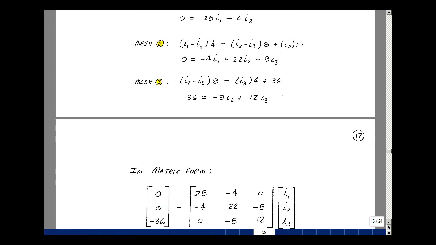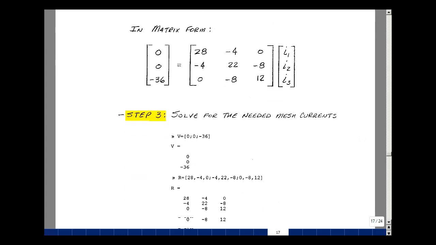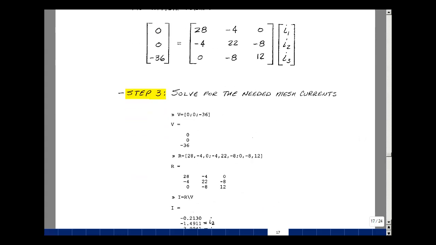Put this in matrix form. Here's our first equation: 0 is equal to 28I1 minus 4I2 plus nothing times I3. Our second equation is that 0 is equal to minus 4 times I1 plus 22 times I2 minus 8 times I3. And our last equation is minus 36 is equal to 0 times I1 minus 8 times I2 plus 12 times I3. Since we're dealing with a 3 by 3 matrix, we should use our calculator or maybe MATLAB. I'll call this V is equal to R times I.